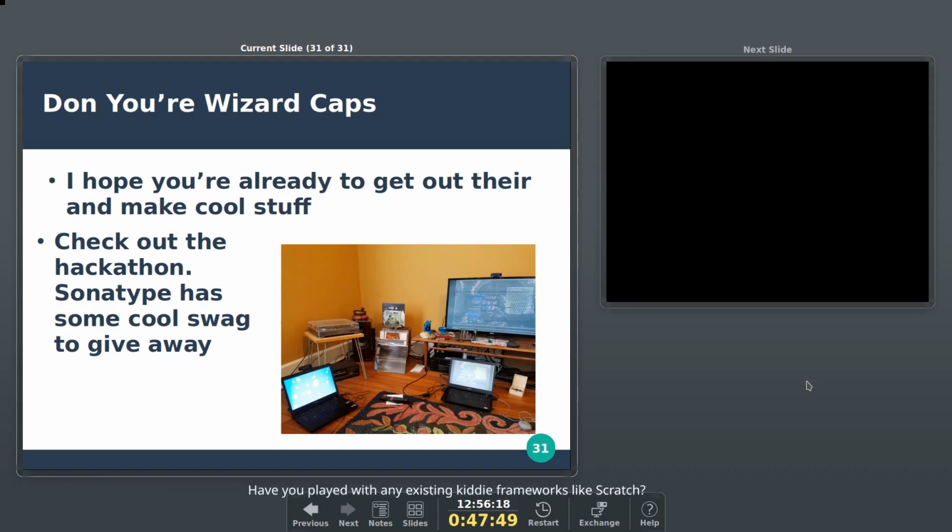Have you played with any existing, what I'll call kiddie frameworks like Scratch? Well, I think that's kind of what you were talking about with Processing, although Processing's a little more advanced than Scratch. I haven't played with Scratch. Yeah, I've definitely played with Processing. I'm familiar with Scratch.